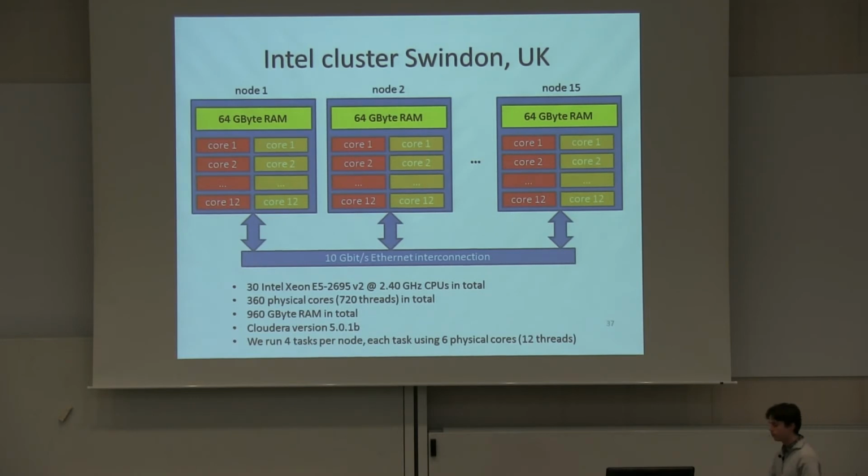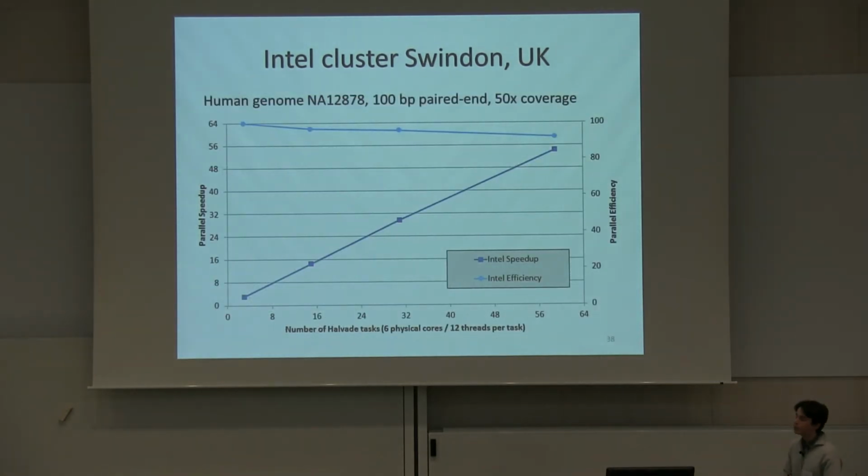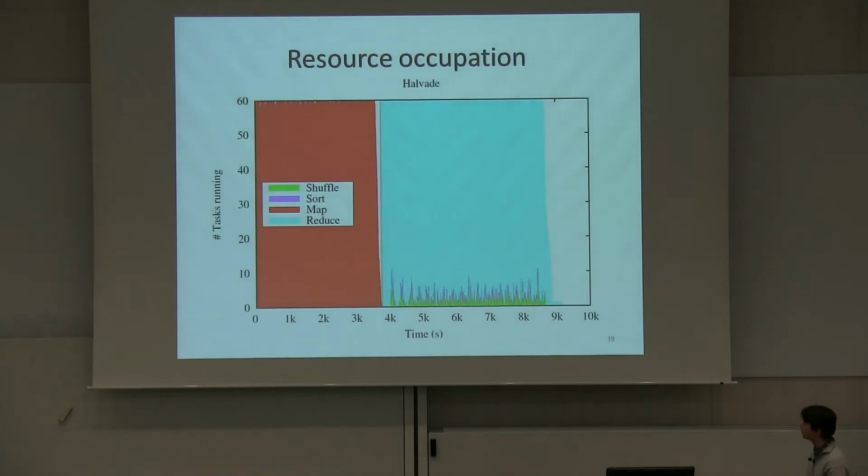On each node, when we do alignment, we run 4 BWA instances in parallel, or 4 mappers in parallel, and the same for the reducers. This is the multi-node speed up that we get out of this, which is pretty good. One curve is the speed up, the other curve is the efficiency. Using 360 CPU cores, we get a parallel efficiency of over 90%, which is quite good.